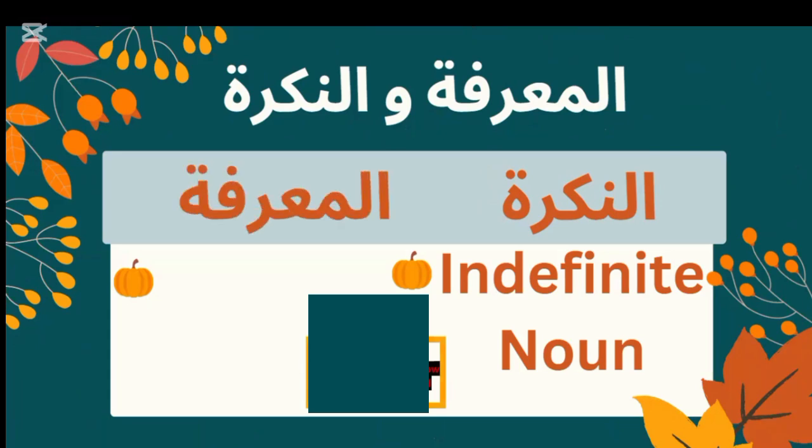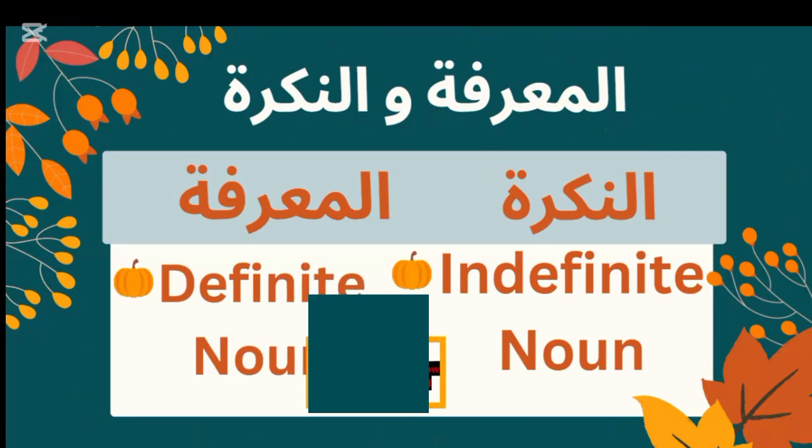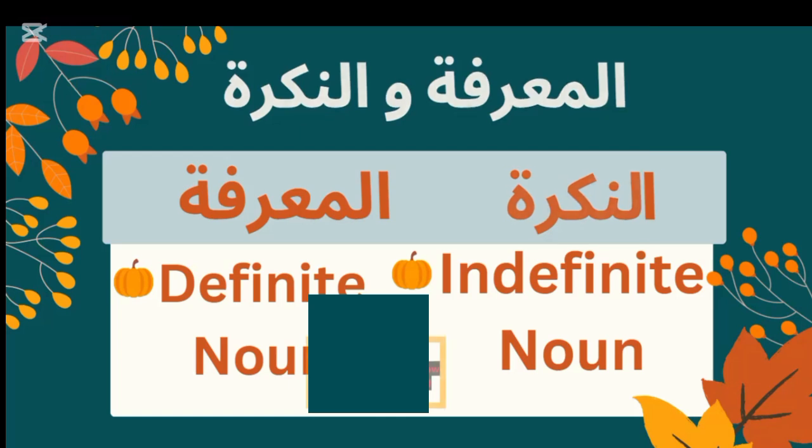Ma'rifa is the definite noun. Ma'rifa means that we are talking about something specific or known. When we know something and we are talking about any specific thing, then we use ma'rifa. And so let's discuss some rules of nakira and ma'rifa.